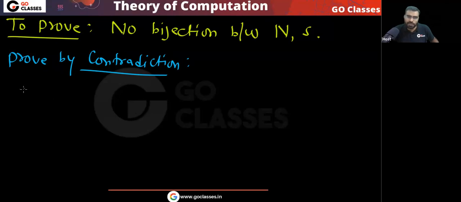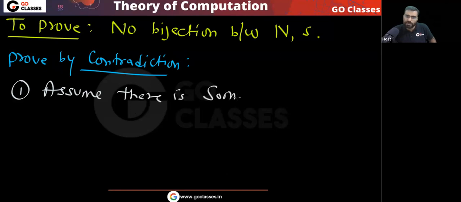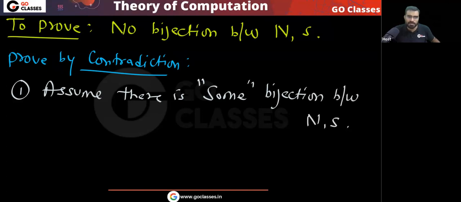First, you will assume that there is a bijection. I don't know which bijection, but assume there is some bijection between N and S. Is this clear? Then what do you do? Then you bring an element. See, first you assume there is a bijection. Now, a simple question I'm asking, please read this.